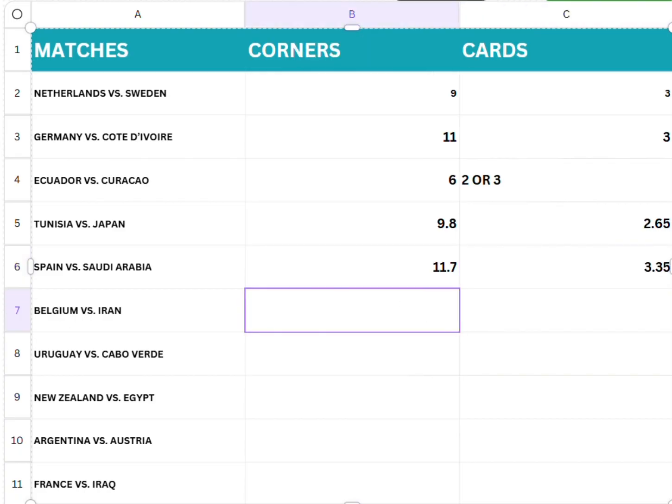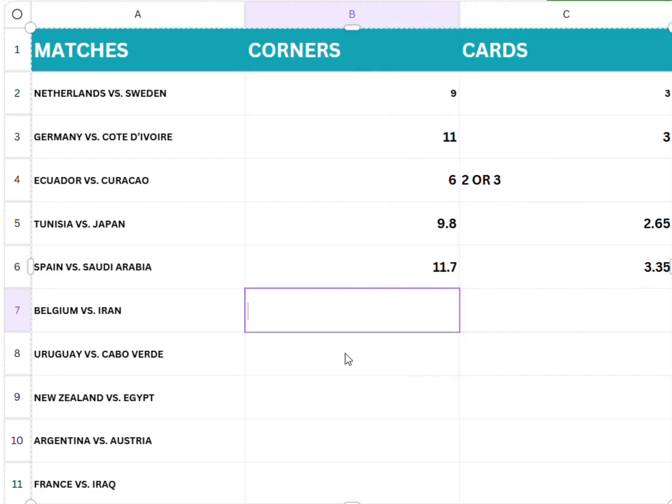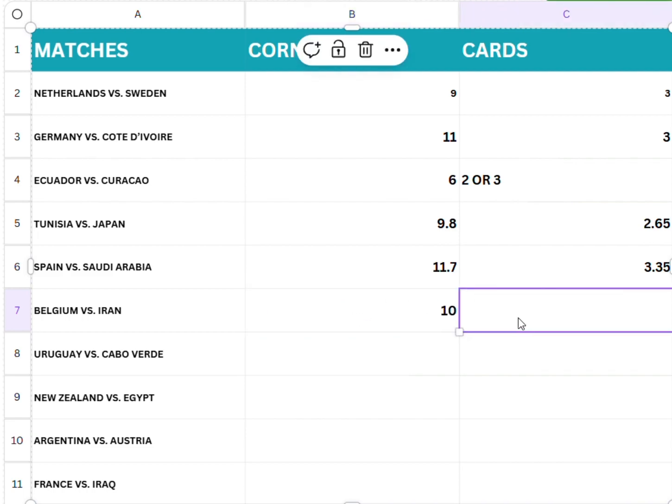Okay. Belgium versus Iran. The average corners in a Belgium match is 6, while for Iran, average corners is 4.1. So 6 plus 4.1 is 10.1. So we are looking at about 10 corners. Let's leave it at that.